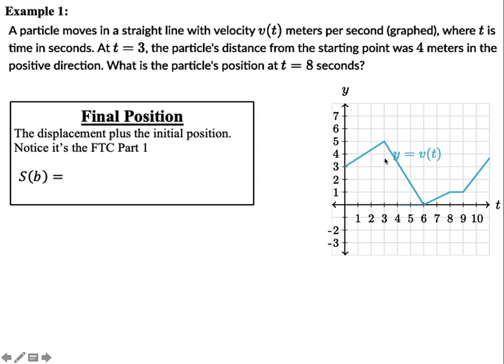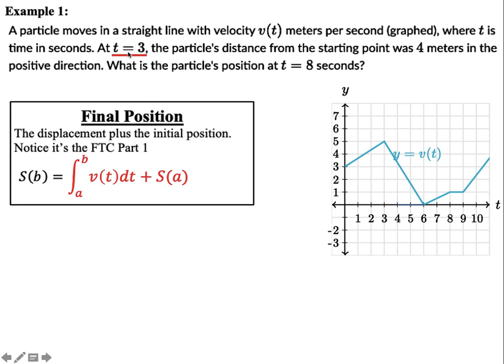So what we need is the displacement here from 3 to 8, so that we can figure out how much the particle moved. We're going to really rely on this expression here. Our final position is equal to the integral of our velocity function between our initial and our final point. Initial point is A, final point is B, plus our initial position at time A. And we're going to modify that to fit this problem in this fashion.